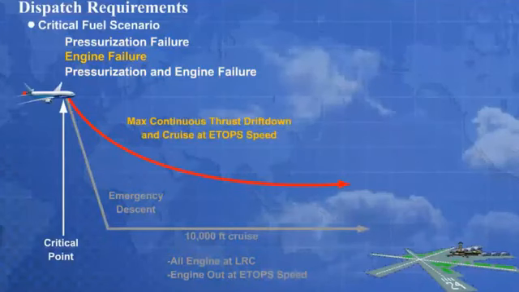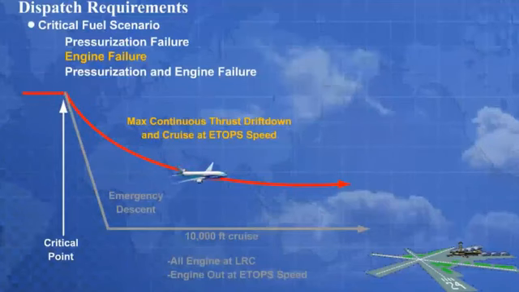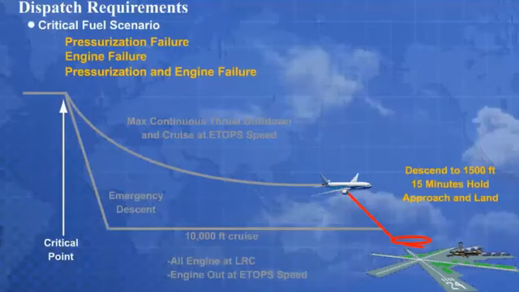For the engine failure case, the critical fuel diversion profile assumes an MCT drift down at the ETOPS planning speed followed by cruise to the ETOPS alternate at thrust-limited altitude. At the alternate, critical fuel planning ensures sufficient fuel for descent to 1,500 feet and 15 minutes holding, followed by a normal approach and landing.